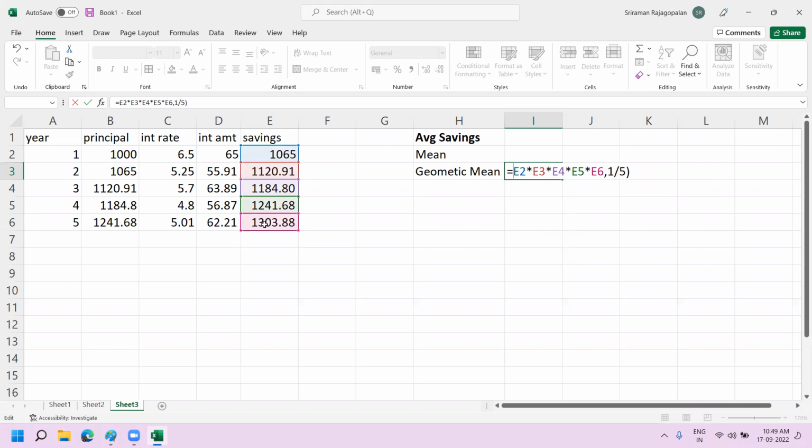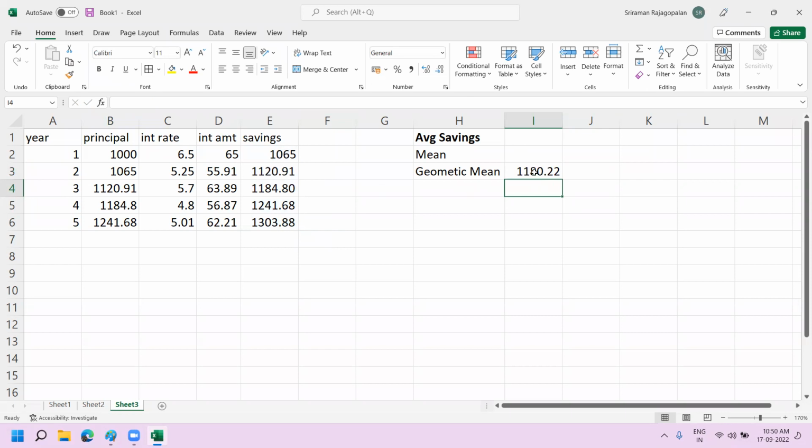Okay, then I'll just show you one of the formulas, geo mean. You can use this. Geo mean is one function that you can use directly without having to multiply. So select the range. So the average value is 1180.2.